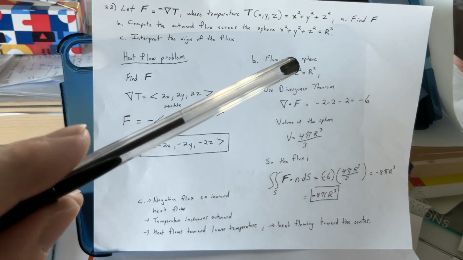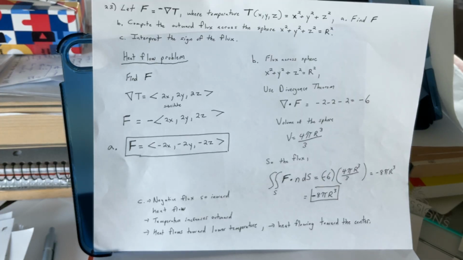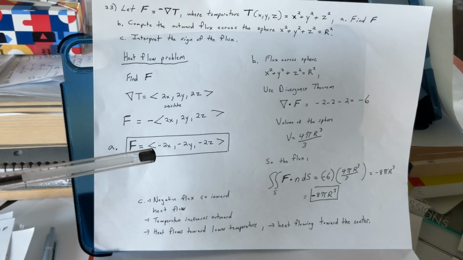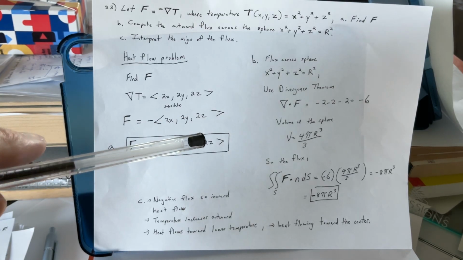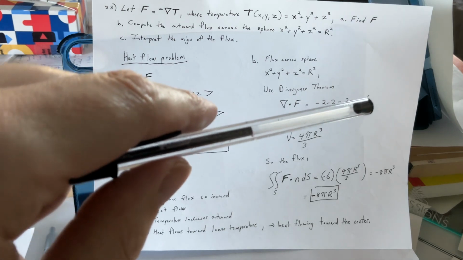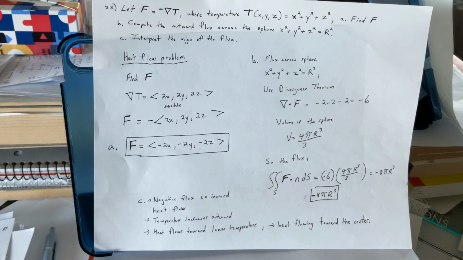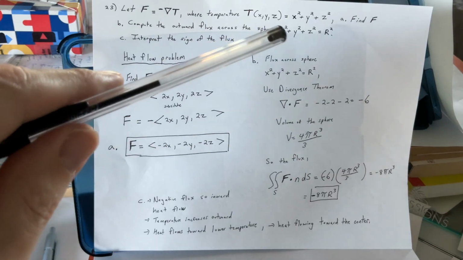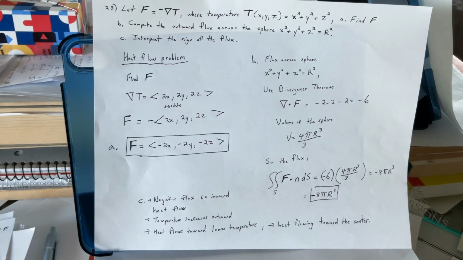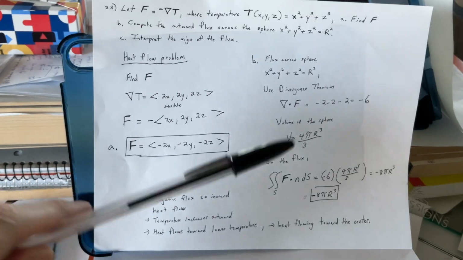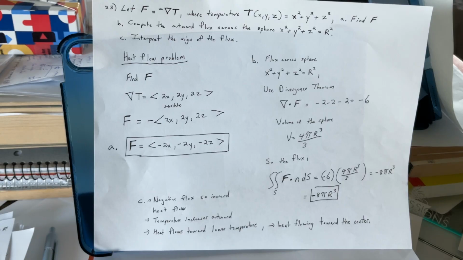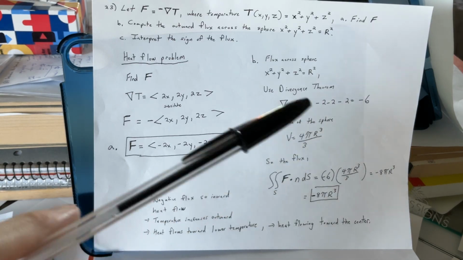We want to find the flux across the sphere. X squared plus y squared plus z squared is r squared. To do this, we want to use the divergence theorem, the del operator dot F, using these components. You're going to get negative 2 plus negative 2 plus negative 2, which gives you negative 6. The nice thing is that the volume of a sphere of radius capital R is 4 pi R cubed over 3. So our volume's taken care of. This saves a lot of time.